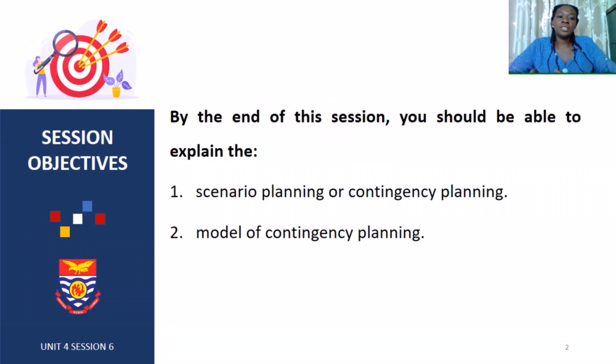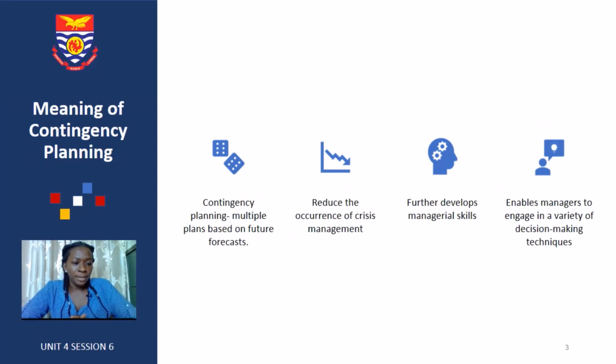By the end of the session, you should be able to explain scenario planning or contingency planning and explain the model of contingency planning as well. So what is contingency planning? Contingency planning, in simple terms, is about having not just one plan, but having backup plans. So you should have plan A, plan B, plan C, if possible plan D and plan E, or even plan F.